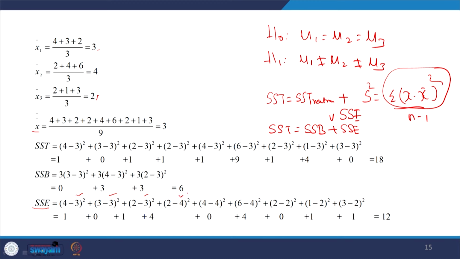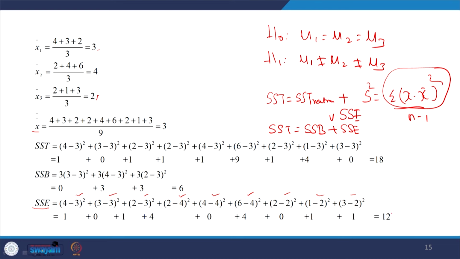This 4 represents the mean of the second column and 2 represents the first element in the second column. So, (2 minus 4) whole square plus (4 minus 4) whole square plus (6 minus 4) whole square. The third one: this 2 represents the mean of the third column, and this 2 represents the first element in the third column. So, (2 minus 2) whole square plus (1 minus 2) whole square plus (3 minus 2) whole square. When you simplify that, it is 12.